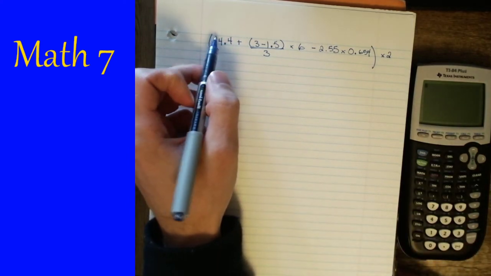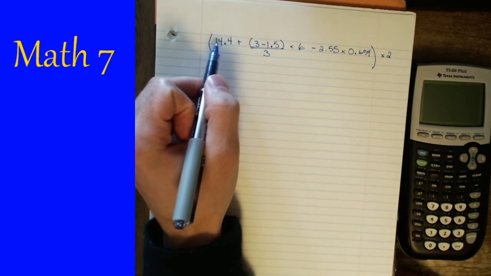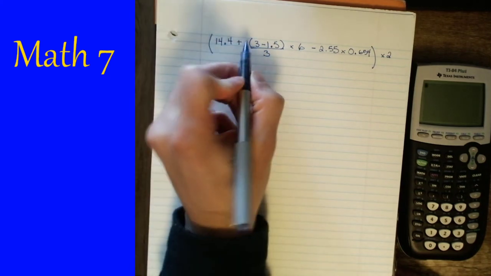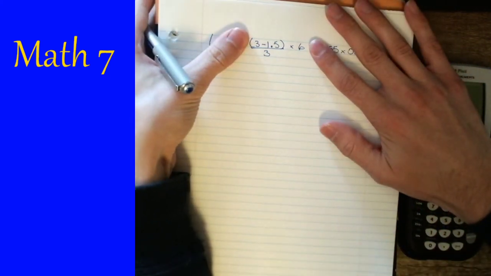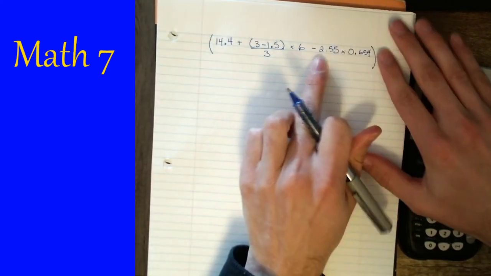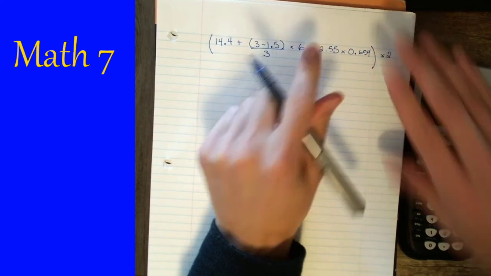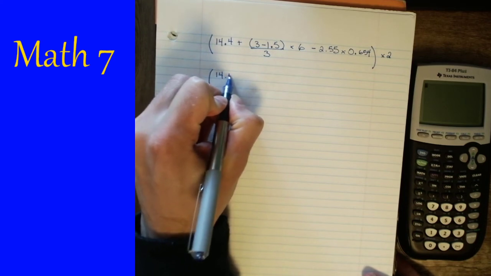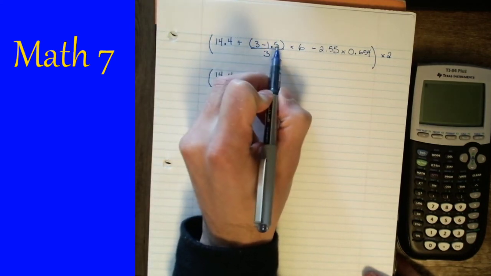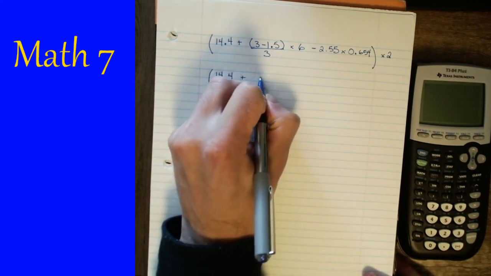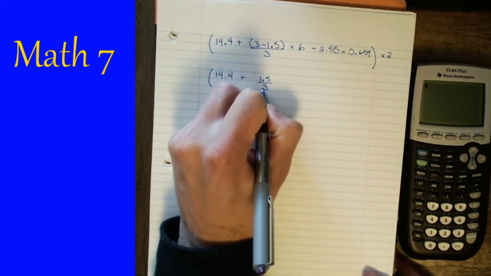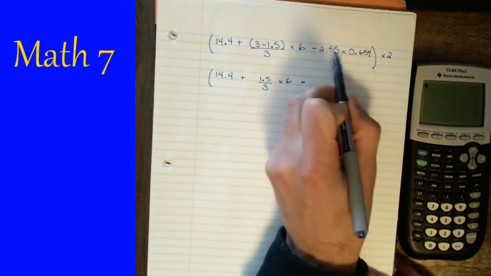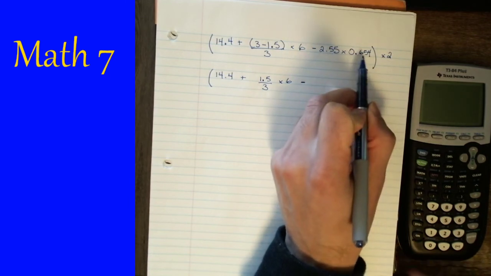So let's deal with what I can deal with first. That's going to be figuring out that I'm going to have 14.4 plus whatever this equals, minus whatever that equals. Okay, so let's just keep that in mind. So 14.4. Well, we'll break this down. 3 subtract 1.5. That's 1.5 over 3 multiplied by 6. Subtract. I'm going to do this right now. 2.55 multiplied by 0.654.